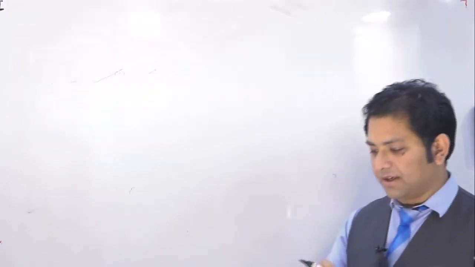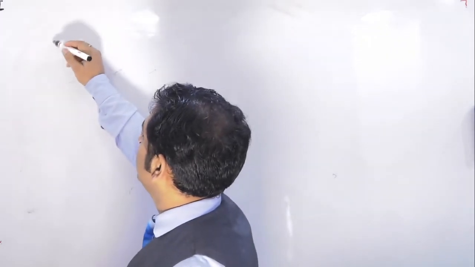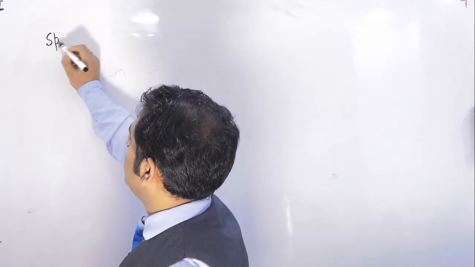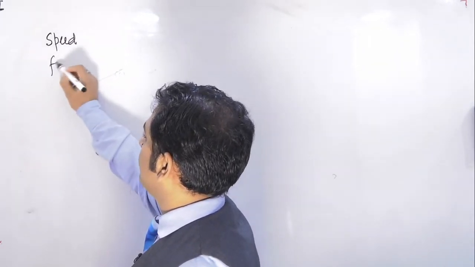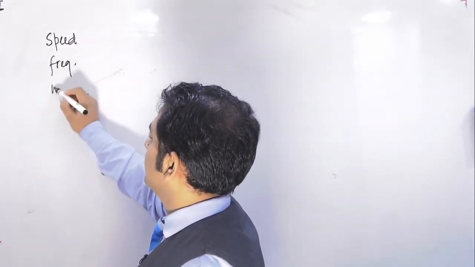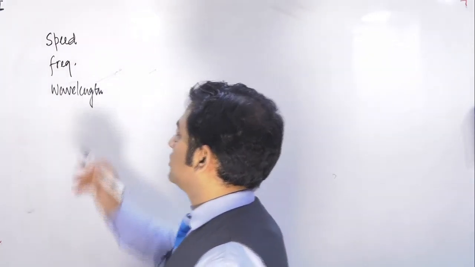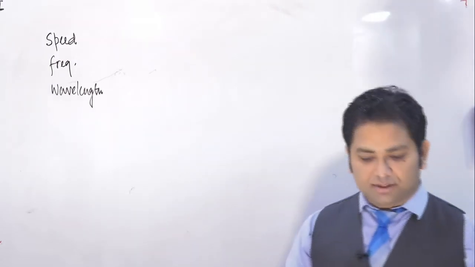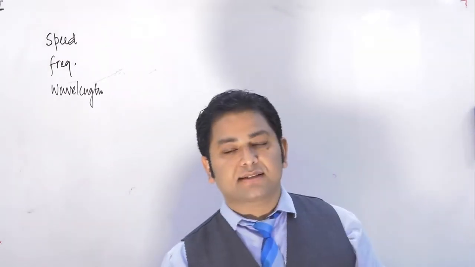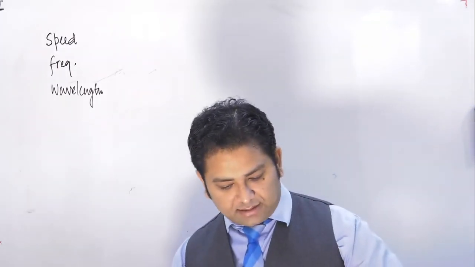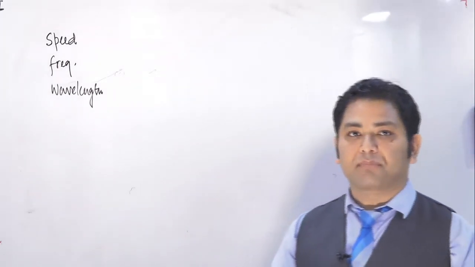Last time we had discussed one very important thing. If you have a wave, the wave has three parameters. One is the wave speed, the other is the wave frequency, and the next is the wavelength. These are the three parameters which characterize a wave.